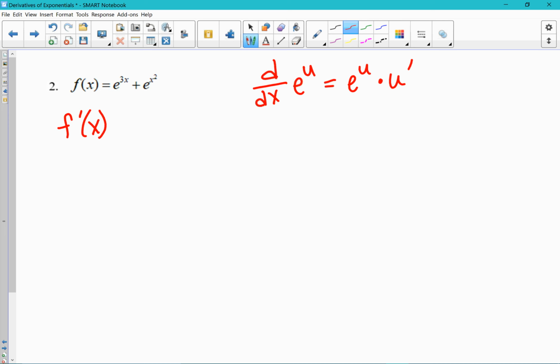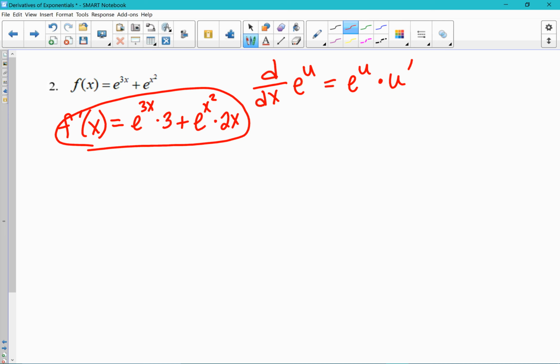So in this case, you'd have e to the 3x, which is just e to the 3x for its own derivative, but now multiply by the derivative of 3x, which is 3, plus the derivative of e to the x squared, which is just e to the x squared, times the derivative of x squared, which is 2x. That's it. I will point out that most commonly the e to the x squared is at the end, but it could be 2x e to the x squared, but no biggie.